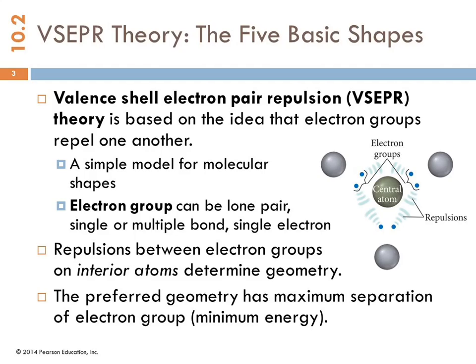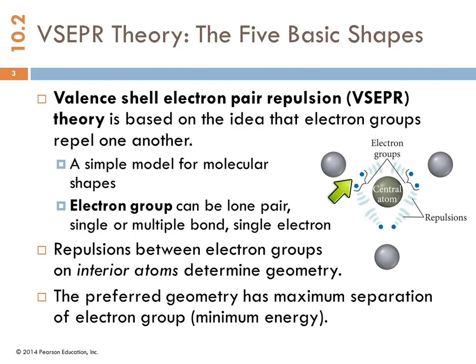VSEPR theory is the simplest approach to thinking about shapes of molecules. And you probably were exposed to this in your prerequisite class. VSEPR, that's not technically how you'd say it, but that's the closest we can get to being able to pronounce that. Valence shell electron pair repulsion theory. And the idea here is that electron groups around the central atom repel each other.